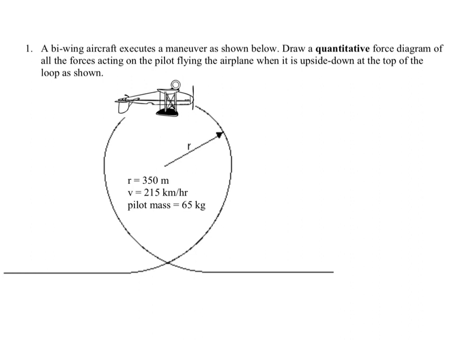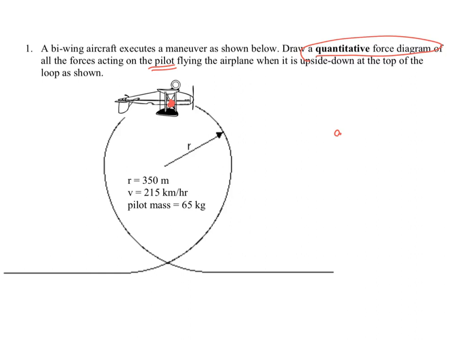This is the first problem on worksheet 3. It's a bi-wing aircraft doing an inside loop, is what that's called. It asks you to draw a quantitative force diagram of the forces acting on the pilot. So the pilot is your object of interest, not the plane itself, when it's upside down at the top of the loop as shown. There's a pilot inside the cockpit, and we're going to draw a force diagram of that guy.